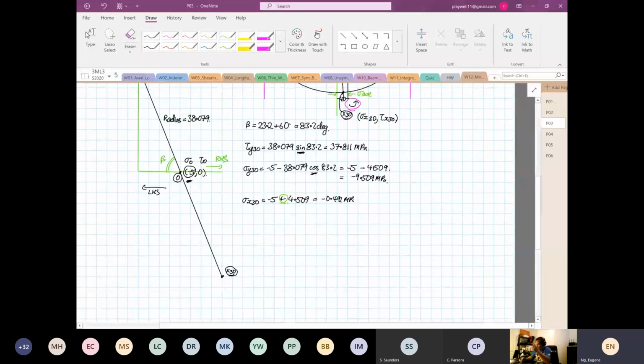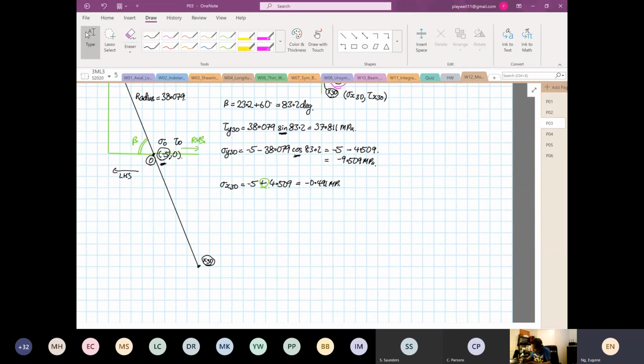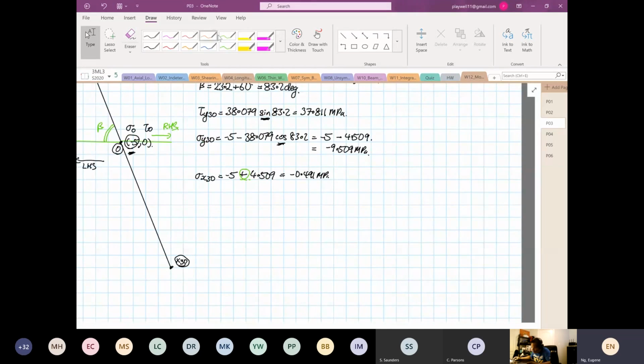So next we're going to construct our element, so we're going to draw our element. Sorry, we're going to draw our axis first. So this is the normal stress. Sorry, this is the x-axis. This is the y-axis.